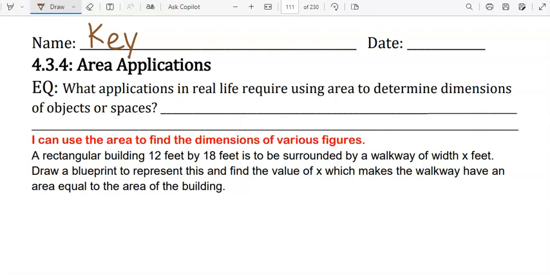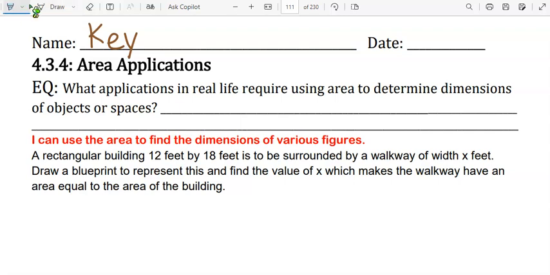4.3.4 Area Applications. Essential question: What applications in real life require using area to determine dimensions of objects or spaces? Skill: I can use the area to find the dimensions of various figures.